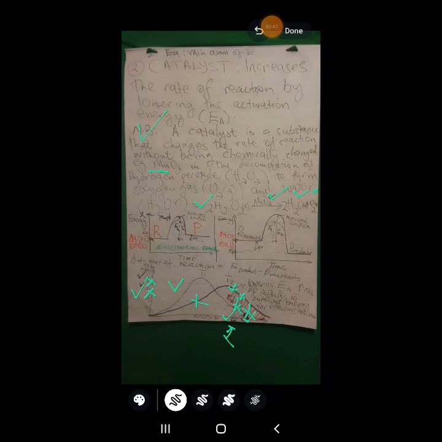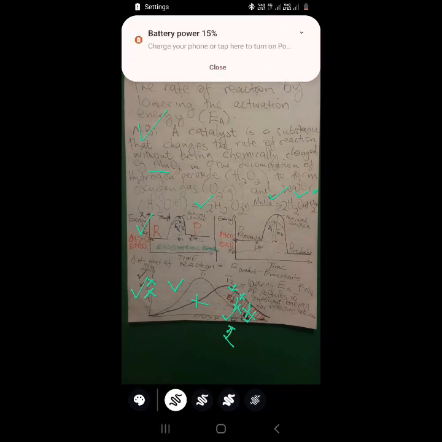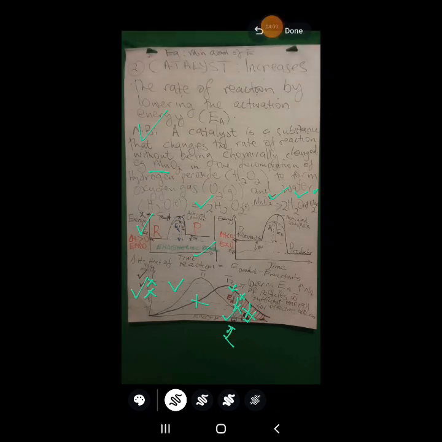Now let's look at the progress of reaction versus energy graph. On the vertical axis we are having energy, and then on the horizontal axis we are having time. Now here we are having our reactants, and here we are having our products, and at the summit of this curve, we are having what we call the activated complex.